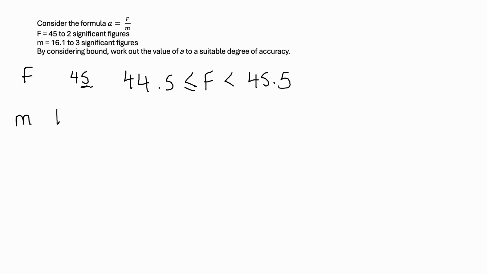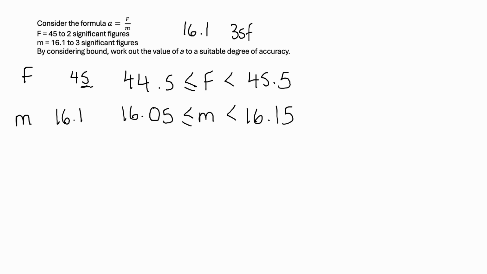So M, our 16.1, has been rounded to three significant figures. So that means our lower bound is going to be 16.05 and our upper bound is going to be 16.15. Okay. So now we need to work out our upper and lower bounds for A.